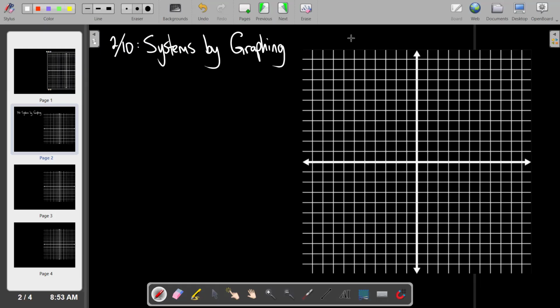So the one thing I did realize that I left out of this are horizontal and vertical lines. So I may have to go back and readdress this at a later time. But for now, we're going to go through four examples. So here's your first system.